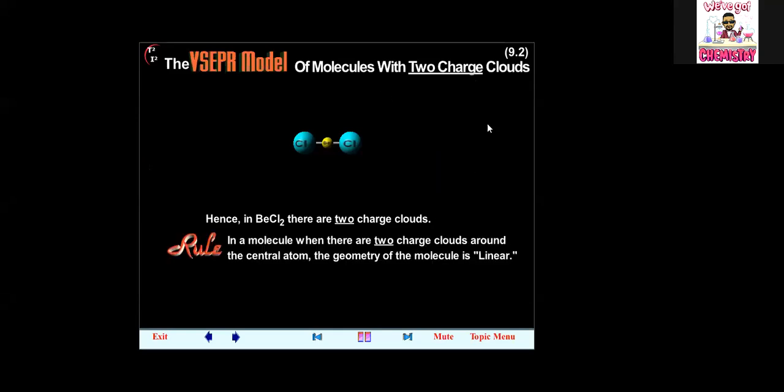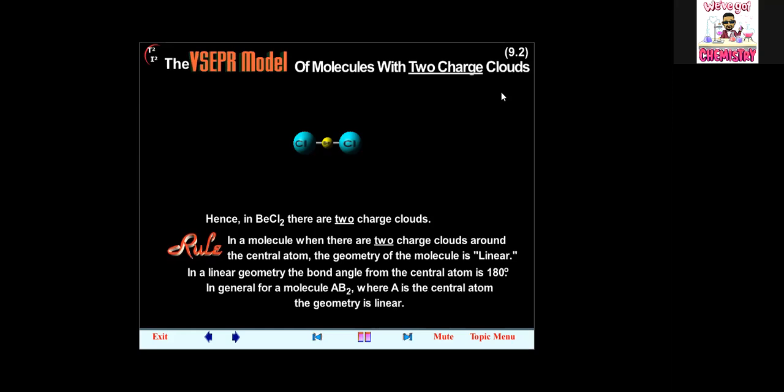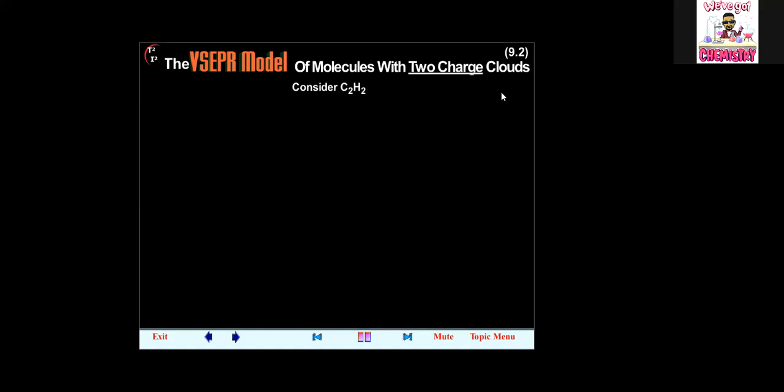Rule. In a molecule, when there are two charge clouds around the central atom, the geometry of the molecule is linear. In a linear geometry, the bond angle from the central atom is 180 degrees. In general, for a molecule AB2, where A is the central atom, the geometry is linear.